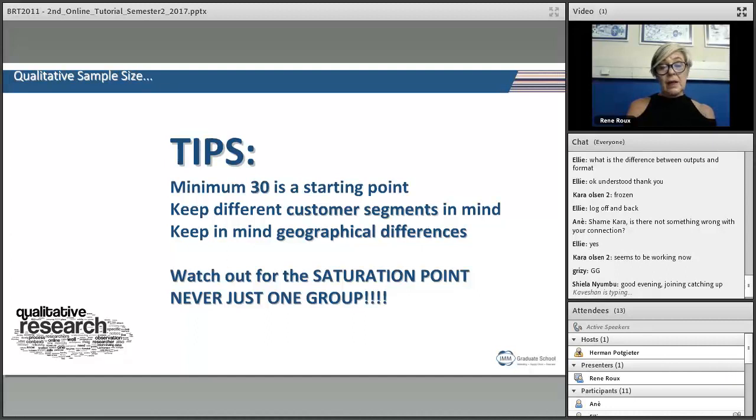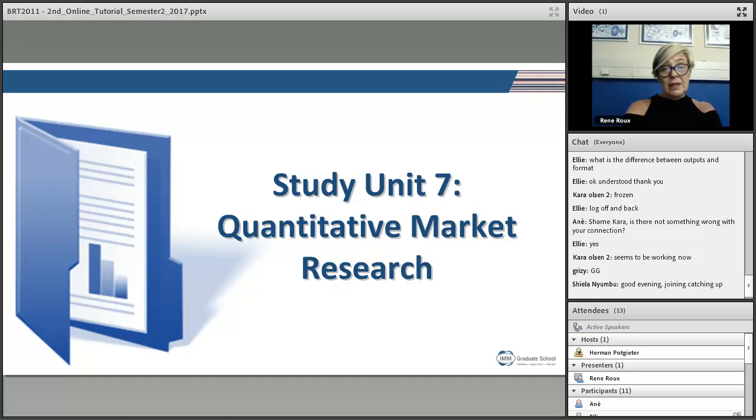The other tip is never just do one focus group. Never ever. That will never work. You need at least another group, a backup, to make sure that what was said in the first group is also relevant in the second group. So that is very important to remember in terms of the design around qualitative.